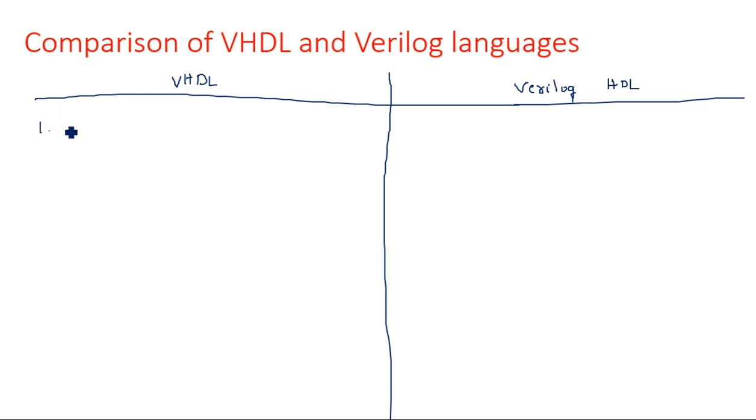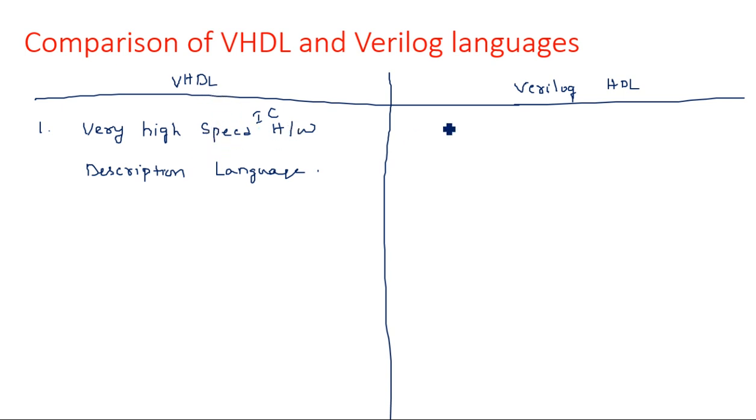Okay, so now VHDL, what is the full form of VHDL? VHDL full form is very high speed integrated circuit hardware description language. V stands for VHSIC, very high speed integrated circuit. HDL stands for hardware description language. And of course, Verilog does not have any full form, it is simply Verilog only.